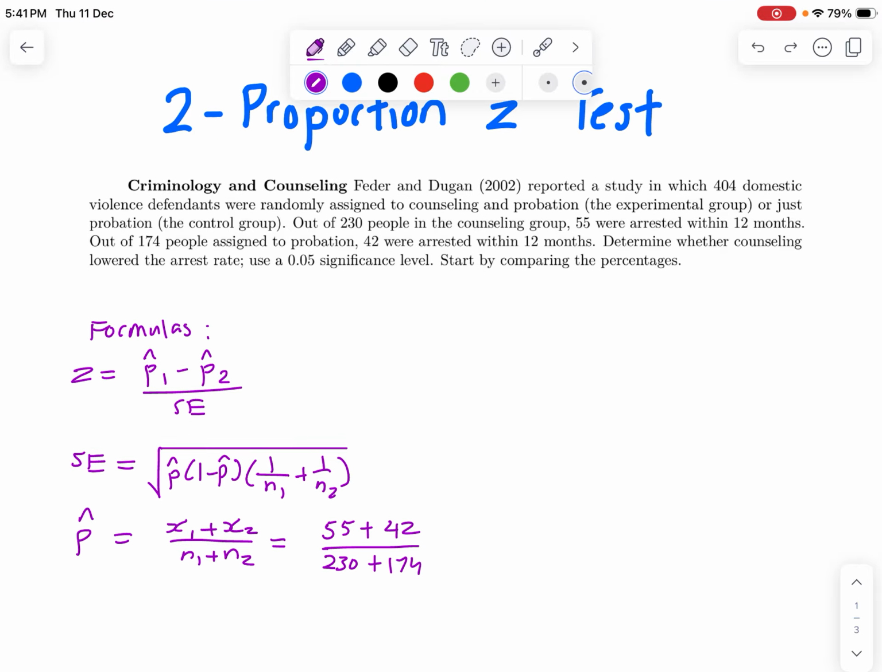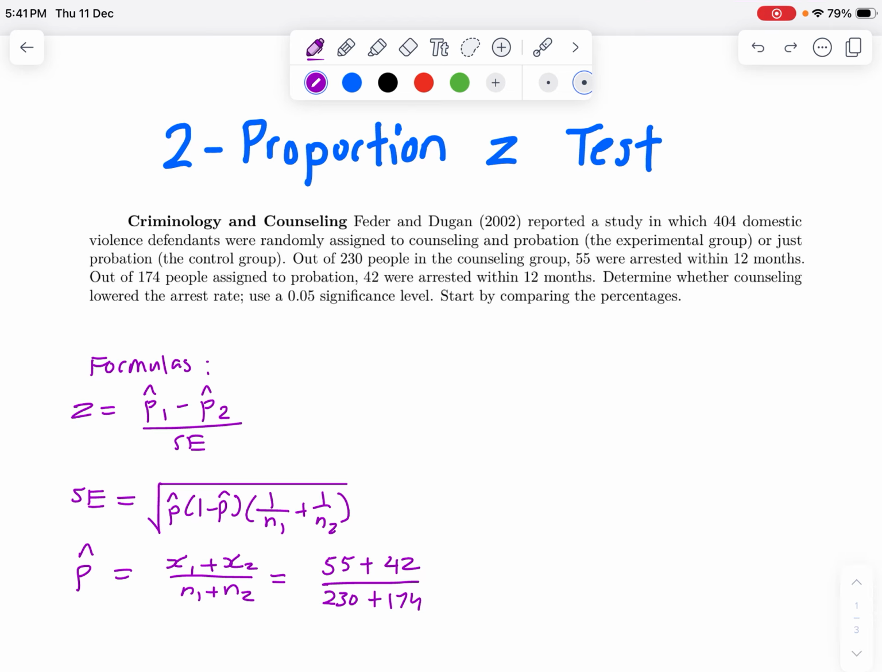Hi, so in today's video we are doing statistics, specifically the two proportion z-test. This is similar to doing a one-proportion z-test, but this is a sample problem. Take a moment, pause the video to read the question. Now that you've read the question, let's try doing it together.